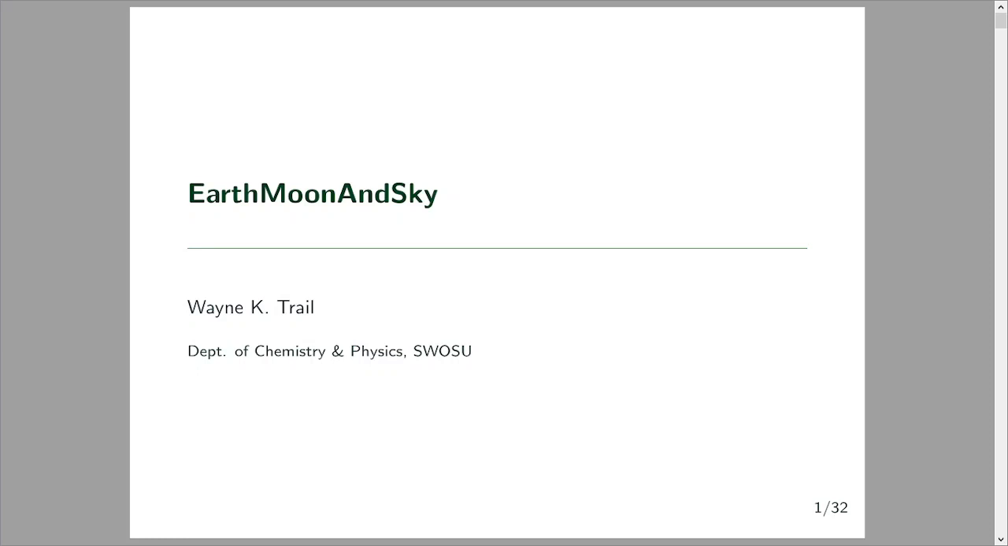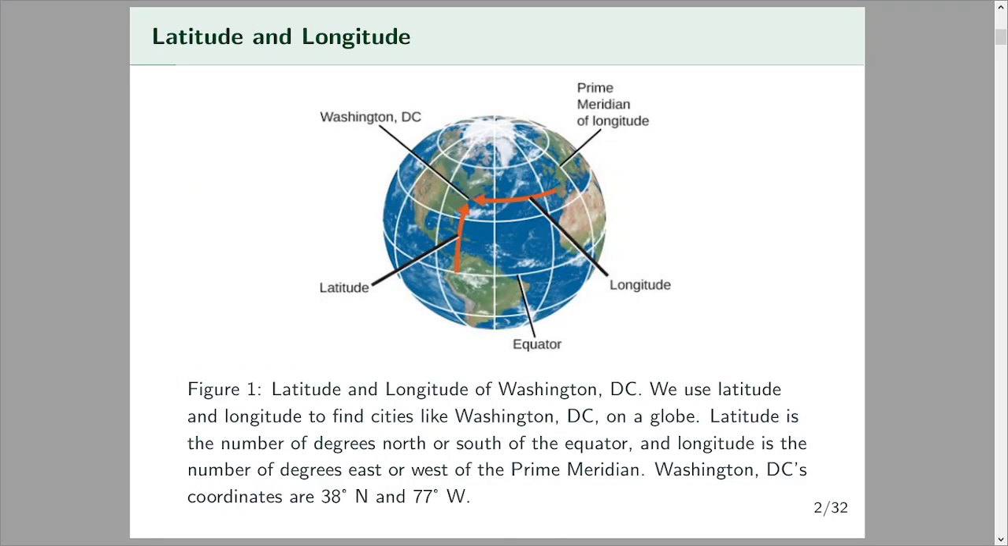So this section is on the Earth, the Moon, and the sky. I talked a little bit about how we measure locations in the previous video, but just to be clear, we measure positions on Earth with two angles called the latitude and the longitude. The latitude is how many degrees you are up from the equator or down. So you can have north latitude, usually called positive numbers, or you can have south latitude or negative numbers.